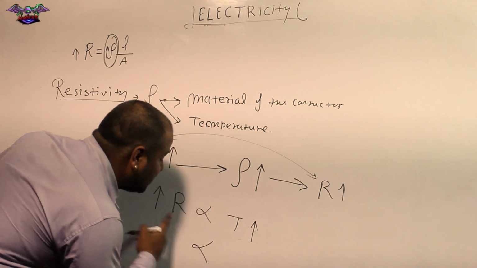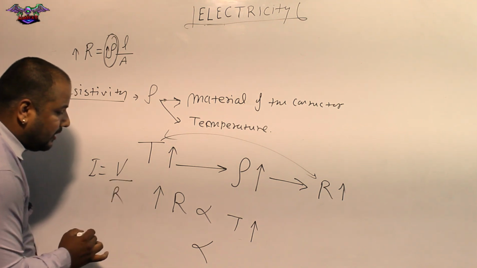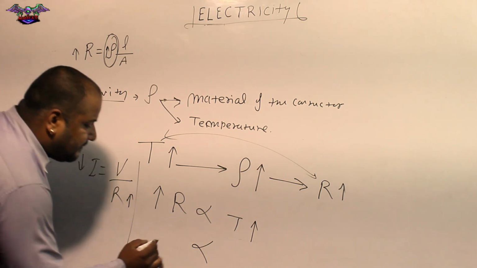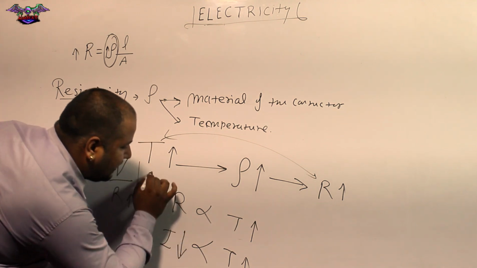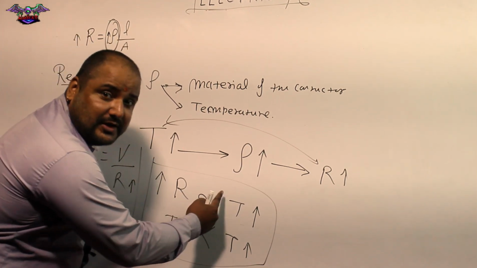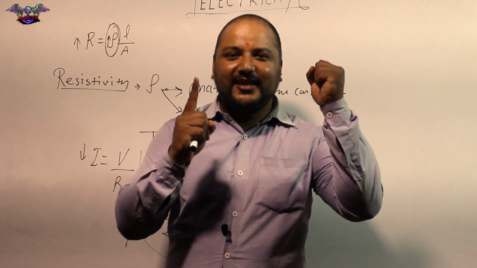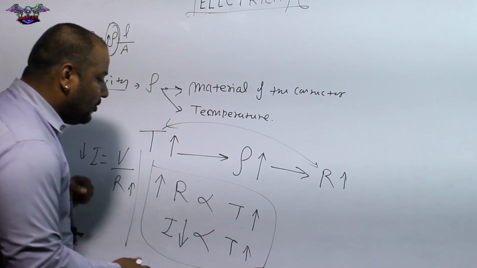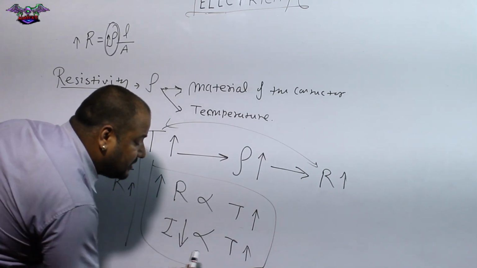As resistance is increasing, I equals V upon R, so as resistance increases, current decreases. That means as the temperature increases, current decreases. As the temperature is increasing, resistance is also increasing. Resistance increasing means it will resist the current more and more. So always, with the increasing of temperature, resistance is increased and current is decreased.